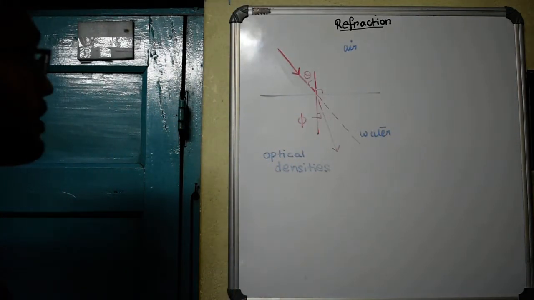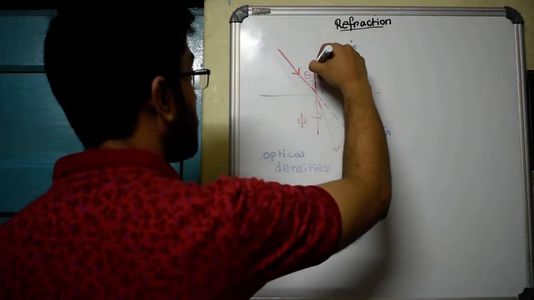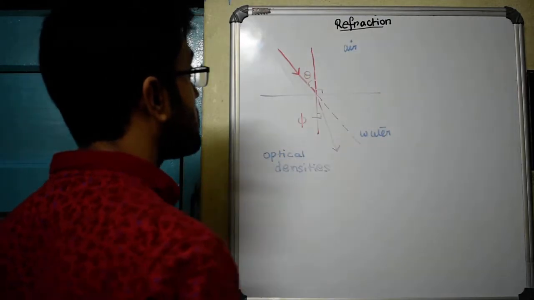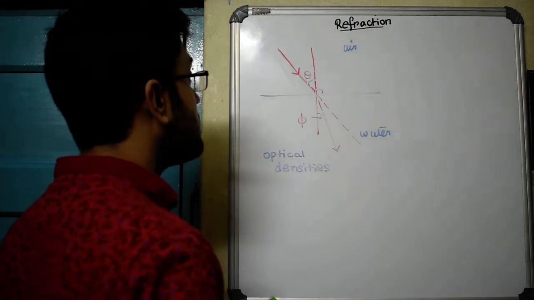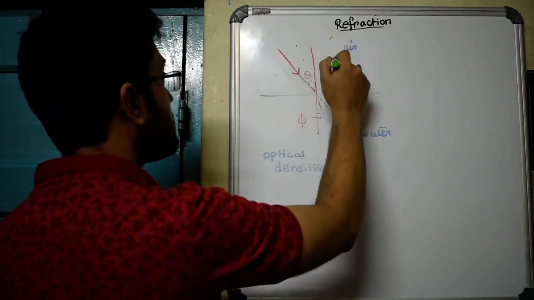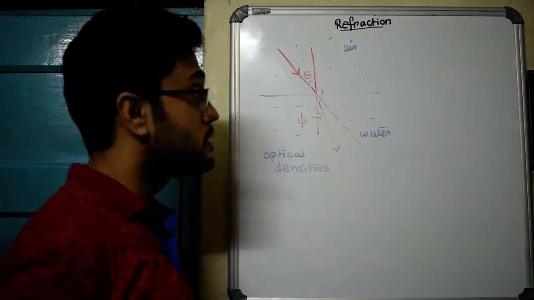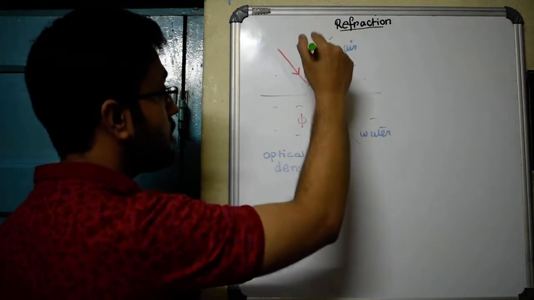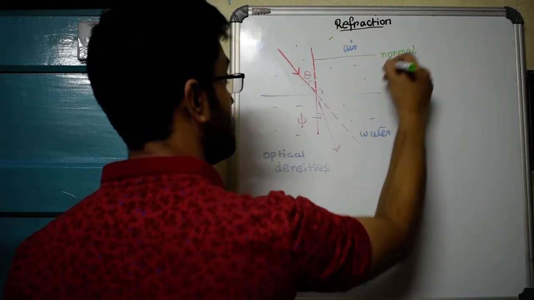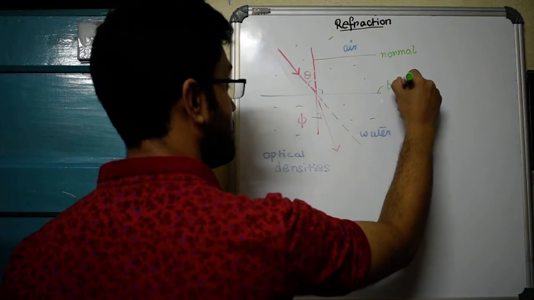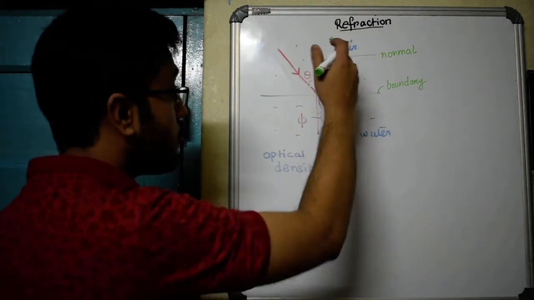Now you can see that a diagram has been drawn here. So let me just explain this diagram a bit more. So what are the different parts of this diagram? Well, on this side, say this is one media, this is air, and this is water. Light is traveling from air to water. This perpendicular line here is known as the normal. This is the boundary of the two media, boundary of air and water.